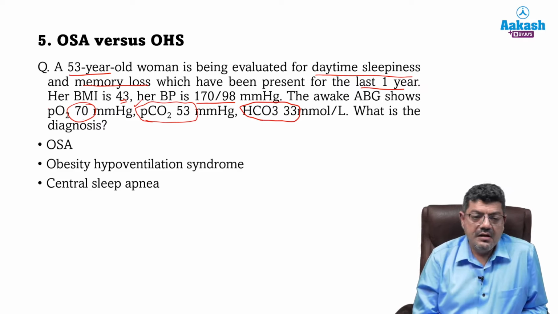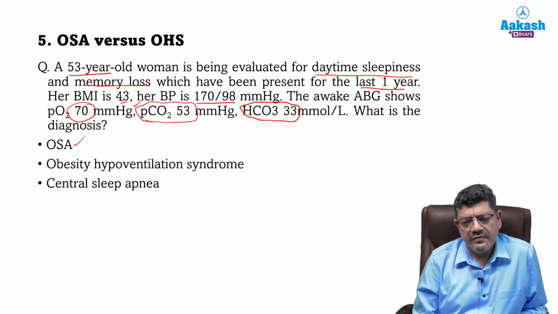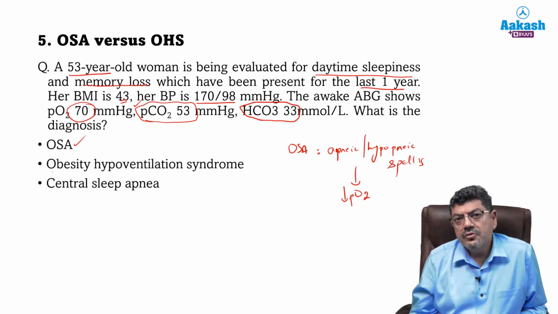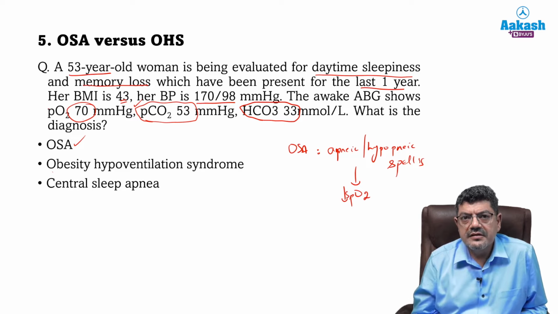Now, what's the diagnosis? What most of us would instinctively think of is obstructive sleep apnea, right? That's what we would want to think of. Now, this is where they played with you. For a diagnosis of OSA, you have to have apneic or hypopneic spells that correspond with a fall in PO2 or SpO2. So what that means is you need to do a polysomnography to make that diagnosis.